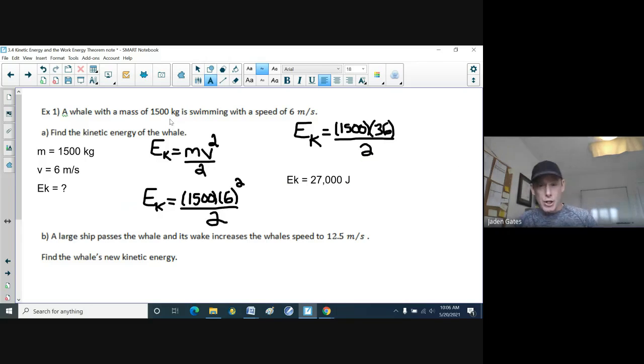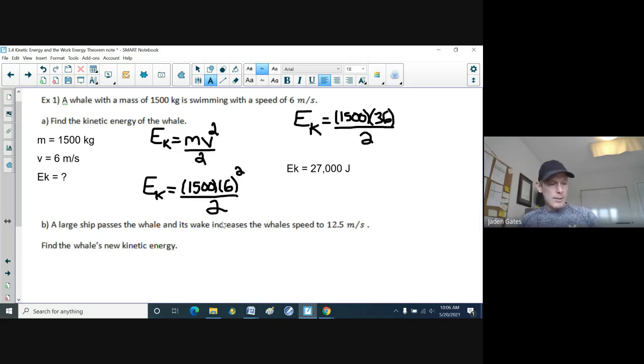We have a big object here, so your kinetic energy is based on how big and how fast you're going. In this case, the whale is both big and, I guess, going okay speed for a whale. Now, let's check this out. A large ship passes the whale, and its wake increases the whale's speed to 12.5 meters per second. Find the whale's new kinetic energy.